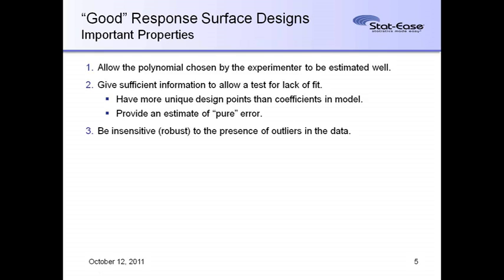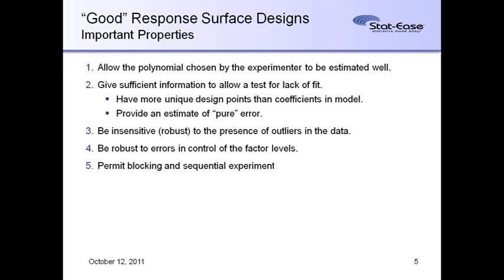We'd like the design we're going to run to be insensitive, or robust, to the presence of an outlier in the data, just in case something goes wrong with one of our runs. We'd like it to be robust to error in the control factor levels. Remember, when we say we're going to control temperature as one of our factors, we don't really control temperature. What we control is the set point of temperature, and every time we move away from that level and come back to it, we get a slightly different temperature. So there's always error in the levels of the factors we're studying. We're shooting for targets, and there's variation around those targets.